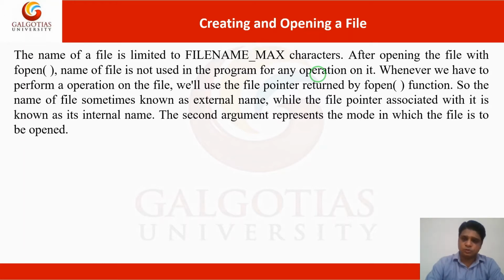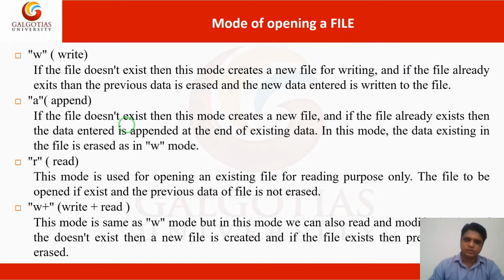Once the file has been closed, the data from the buffer file will go to the file where the pointer points. The name of the file is sometimes known as the external name, while the file pointer associated with it is known as the internal name. There are two names. The first one, the name of the file, is the external name, like mytext.txt. But if you are using it in the program, then the file pointer is known as the internal pointer, and it is understandable by the compiler. Okay.